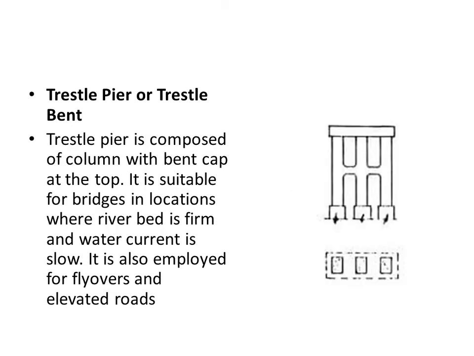Trestle pier or trestle bent. The trestle pier is composed of the column with the bent cap at the top. It is suitable for bridges in locations where river bed is firm and water current is slow, and it is also employed for flyovers and elevated roads.